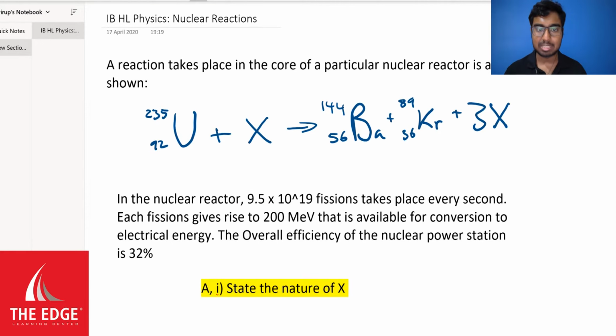Now here's some details about the nuclear power plant. Inside the nuclear reactor, there are 9.5 times 10 to the power of 19 fissions that take place every second. Each fission reaction gives rise to 200 mega electron volts of energy that is available for the conversion of electrical energy. And the overall efficiency of the nuclear power plant is given as 32%.